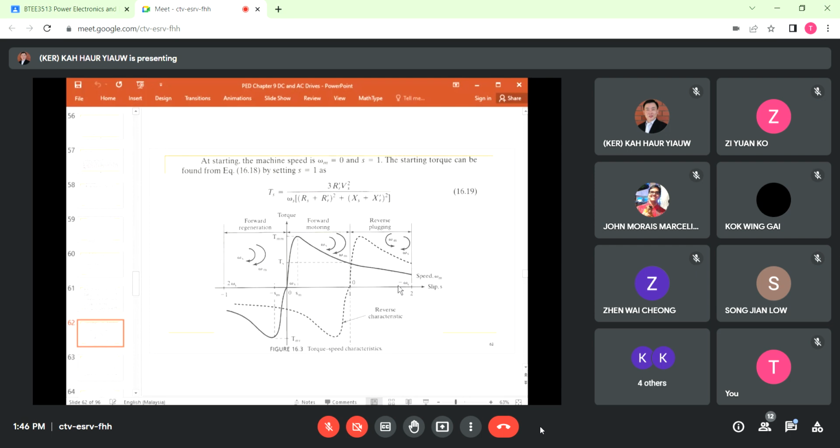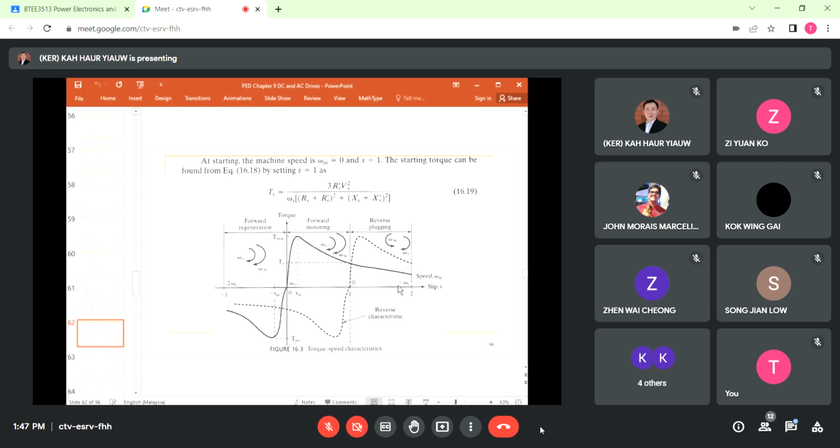In regeneration, the speed omega m is greater than the synchronous speed omega s, with omega m and omega s in the same direction, and the slip is negative. Therefore, the ratio of Rr over S is negative. This means that power is fed back from the shaft into the rotor circuit and the motor operates as a generator. The motor returns power to the supply system. The torque speed characteristic is similar to that of motoring, but with a negative value of torque.